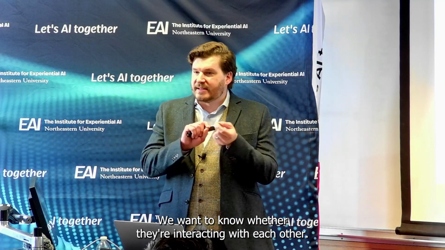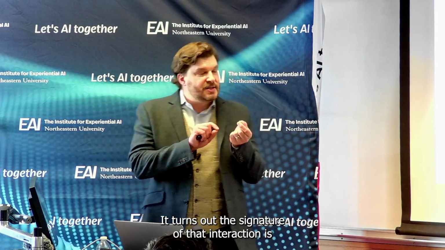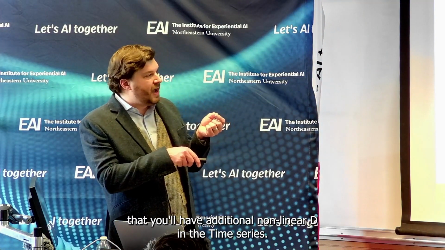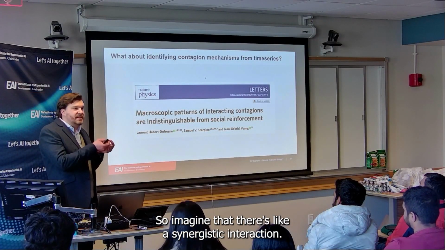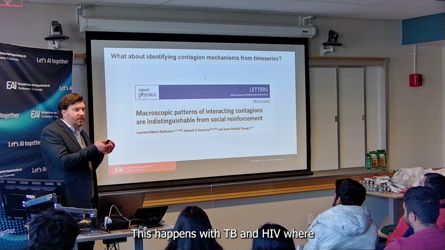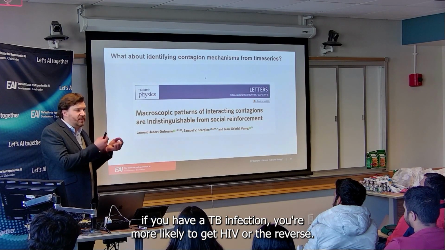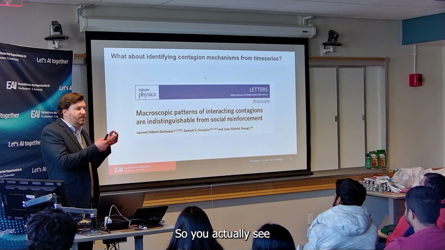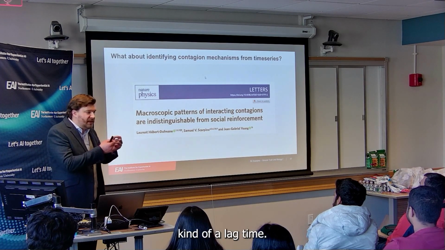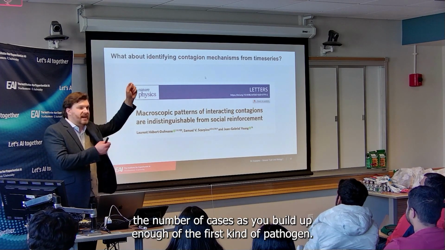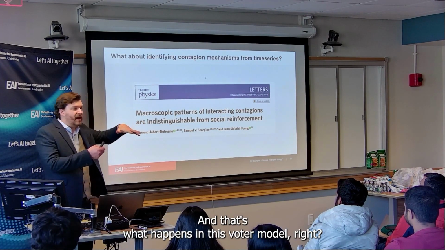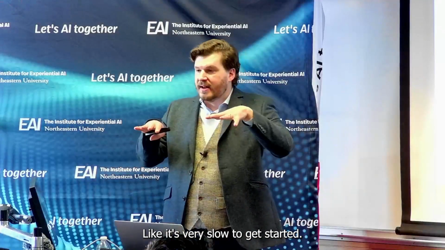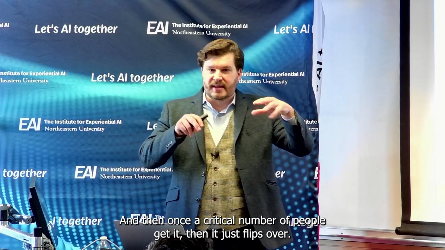We want to know whether they're interacting with each other. It turns out the signature of that interaction is that you'll have additional nonlinearity in the time series. So imagine that there's a synergistic interaction. This happens with TB and HIV, where if you have a TB infection, you're more likely to get HIV, or the reverse. So you actually see a lag time and then this explosion in the number of cases as you build up enough of the first kind of pathogen. And that's what happens in this voter model, right? It's very slow to get started, and then once a critical number of people get it, then it just flips over.